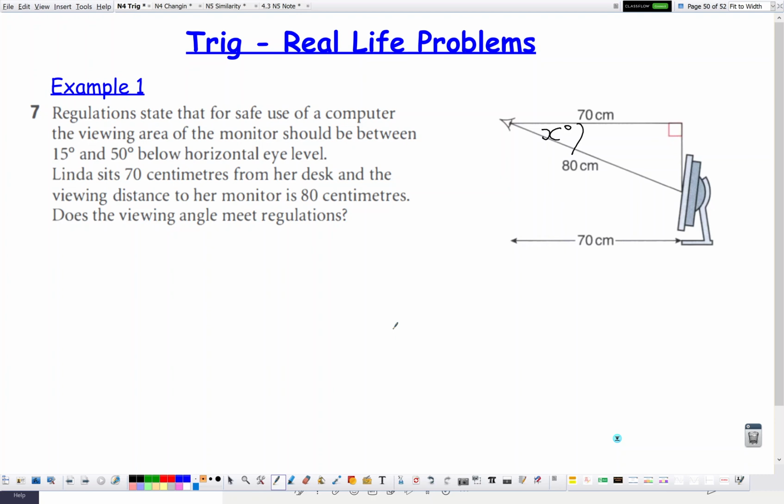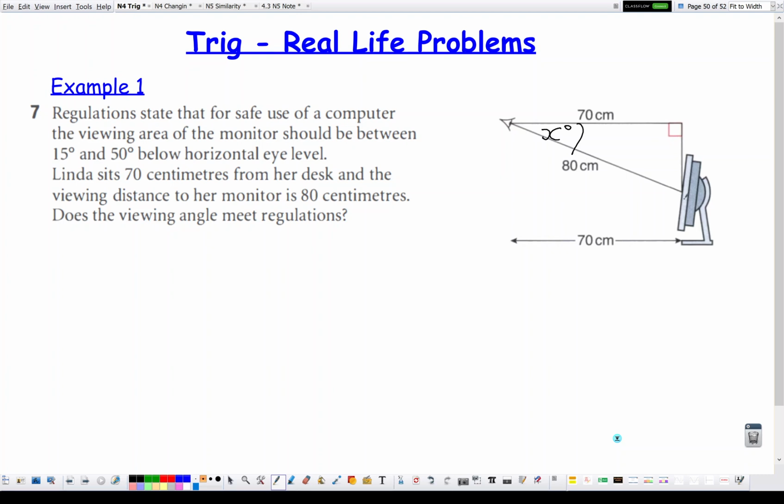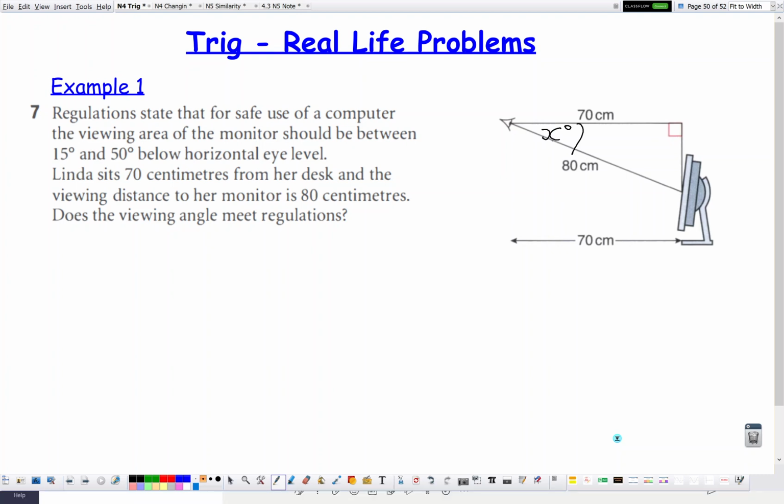Okay, so we've got a real life problem here. We've got a right angle triangle with horizontal eye level that is 70 centimeters in length, and the distance from the eye level to the middle of the monitor is 80 centimeters, and it basically creates this angle X. So we want to figure out what is this angle X.